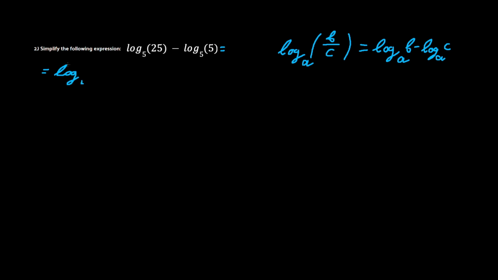Log 5 of 25 over 5. And of course, the term in the brackets is 5, so we get log 5 to the base of 5, and remember the 5 here is to the power of 1, and so whenever this number is the same as this number, the answer to the log is just the power of this number. So in this case, this entire term is simply 1. And this is the answer to question 2.